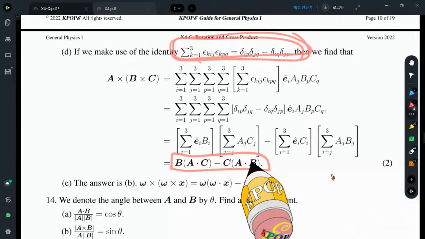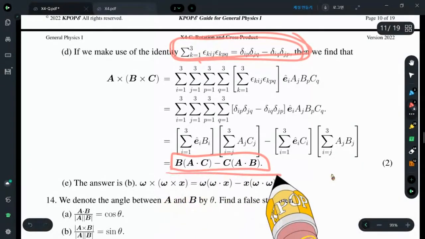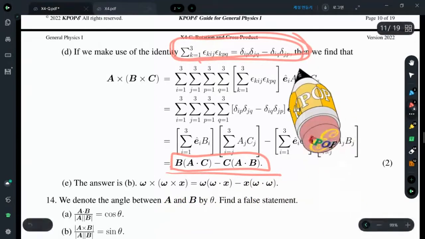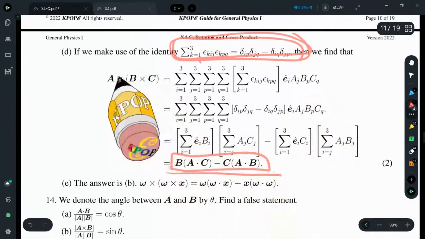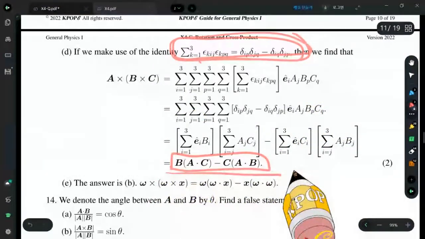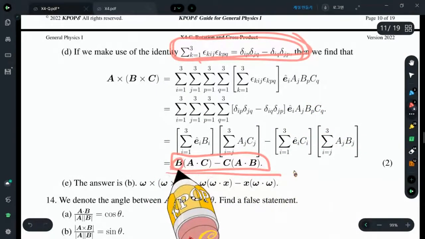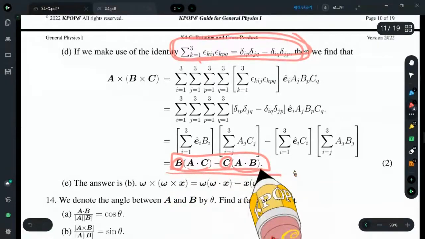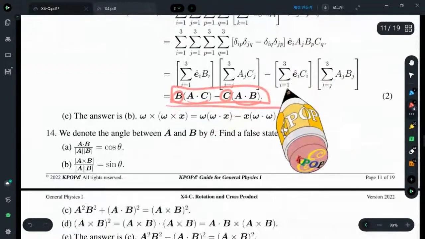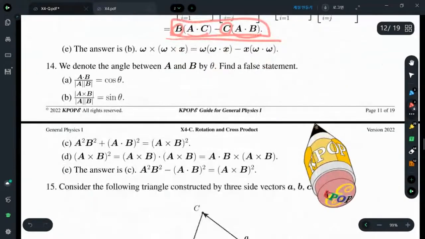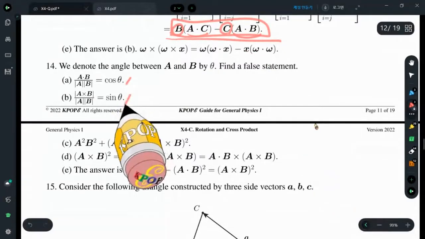And in the angular momentum of rotation, we will frequently use this BAC-CAB rule in the future. So please remember A cross B cross C equals the BAC-CAB rule. So proportional to B, proportional to C, and its components A dot C, A dot B. These are trivial.